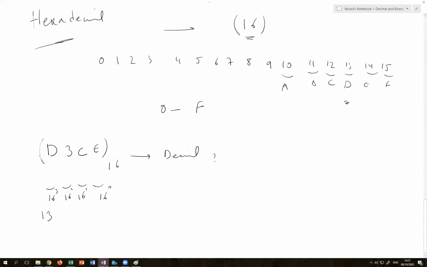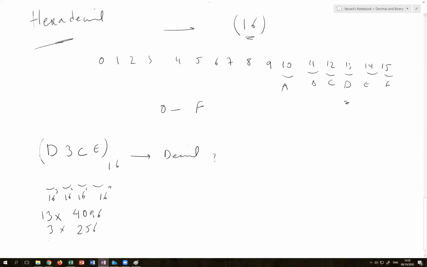So I have 13 times 16 to the power 3. What is 16 to the power 3? Let me cheat, use my calculator. 16 times 16 times 16. This is 4,096. 16 to the power 3 is 4,096. Also, I have 16 to the power 2. What is 16 to the power 2? It is 16 times 16, which is 256.